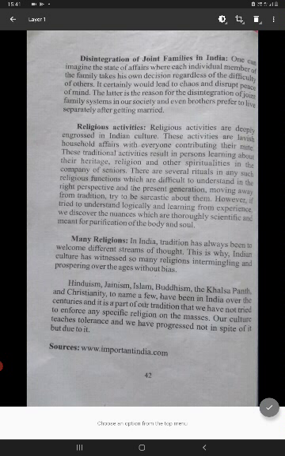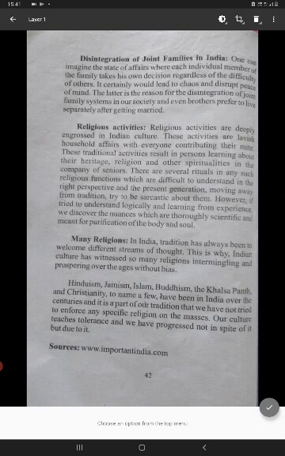And the second reason, religious activities. Religious activities are deeply engrossed in Indian culture. These activities are lavish household affairs with everyone contributing their might. These traditional activities result in persons learning about their heritage, religion, and other spiritualities in the company of seniors.